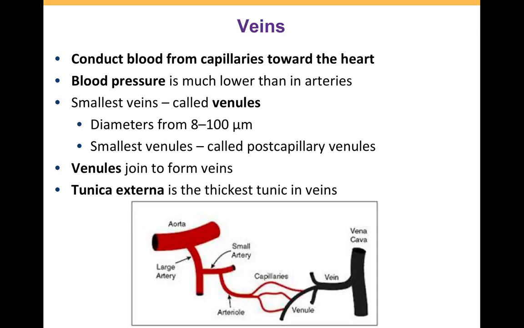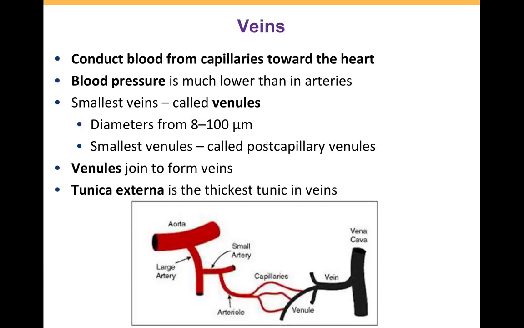Smaller venules that are coming off from the capillary network are called post-capillary venules, which directly pick up blood from the capillary networks. Now, as you can follow this, individual venules are going to join each other to form a larger blood vessel, which we refer to as veins.